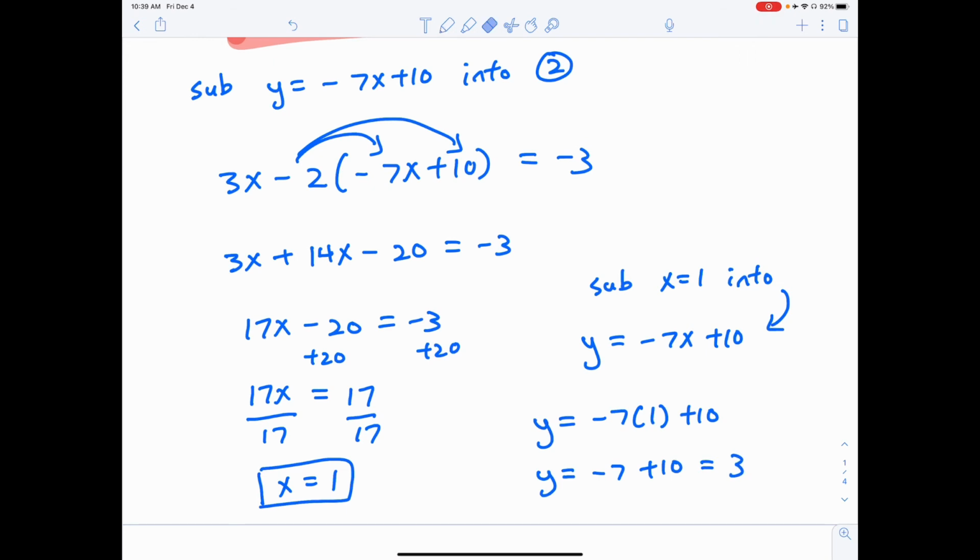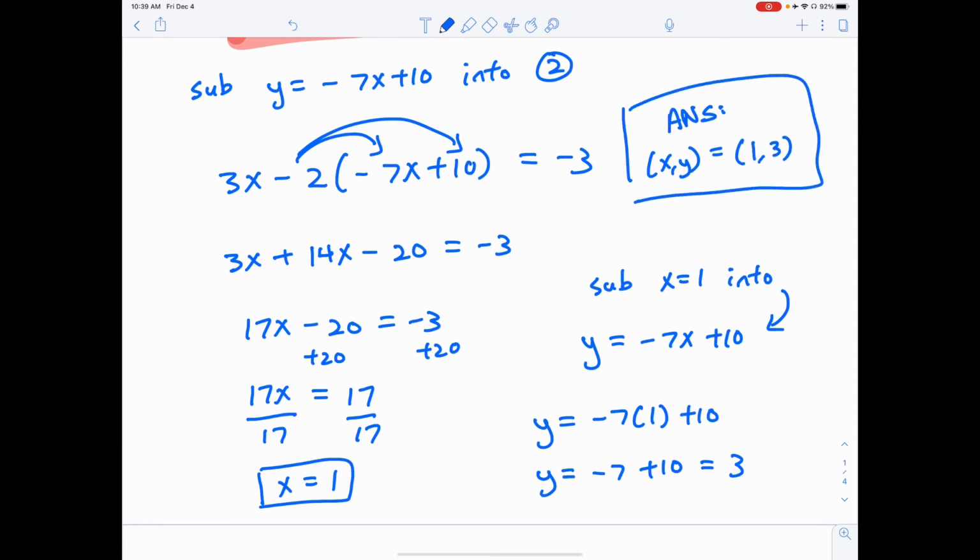So the final answer is going to be given by x comma y, because we always list it as a coordinate. Remember, it goes x then y, and then we get 1 comma 3. And that would be your final answer. A reminder that if you do get a solution to the system of equations, it basically means that this is the location where the two lines or the two graphs are going to intersect. Where they cross is going to be where the solution will lie.